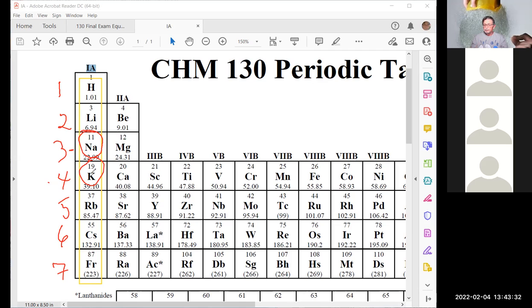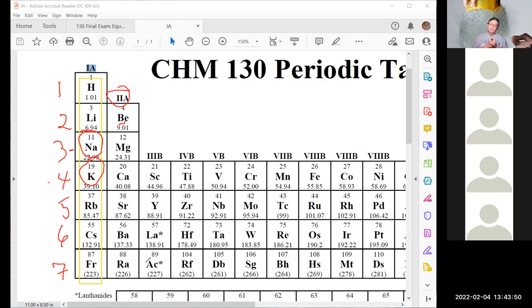So with that information, everything I just told you about group 1A, transfer it over to group 2A. This is beryllium. What would you say that everybody in group 2A has in common with respect to electrons? They have 2 electrons in their valence shell. You got it, exactly. Everybody has 2 valence electrons, in what we call the valence shell, the outermost shell.